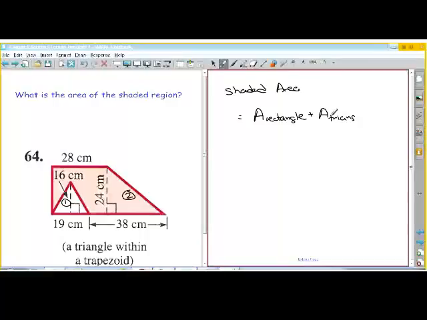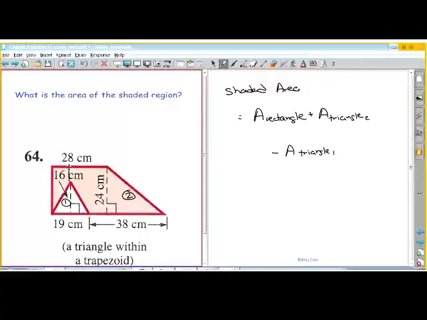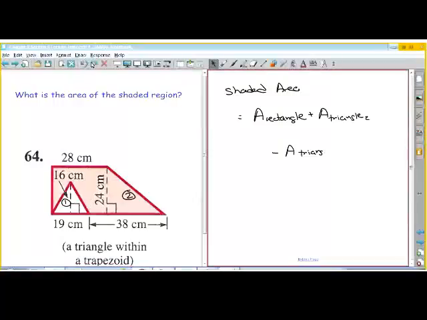So we're going to take the area of triangle 2 and we're going to subtract the area of triangle 1. Instead of, like I said, you can make a trapezoid, a rectangle, and a triangle. So that's too complicated.